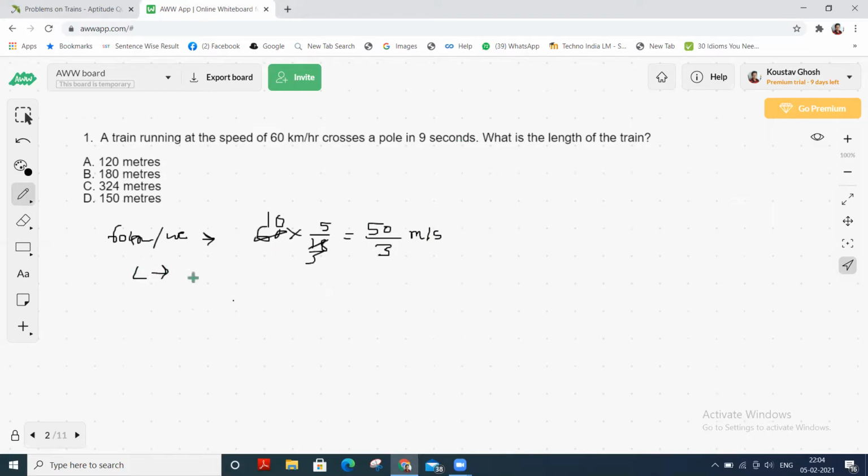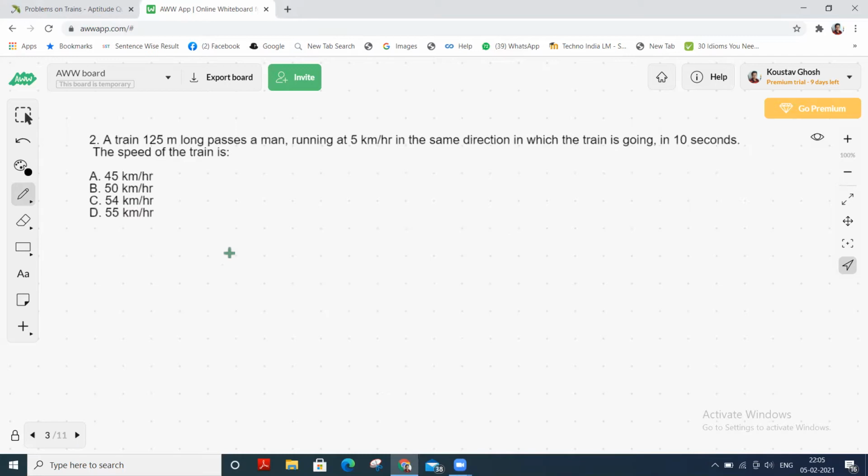Okay, and the length of the train is the speed into time. So what is the speed? 50 by 3. And the time is 9. So 3 threes are 9, so 150. Okay, so option D is right. Clear? So go to the next question.